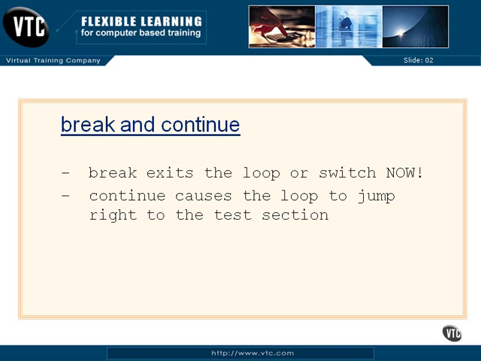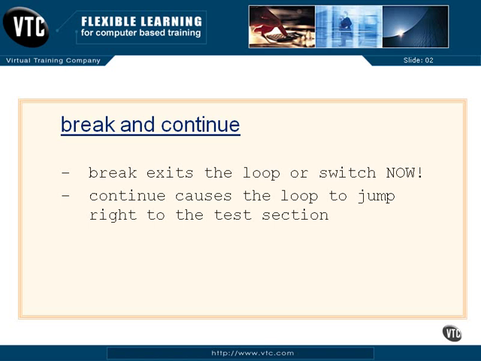Remember, in a switch, we had multiple items and we had to put a break after each one so that we could get out of the switch. Well, this is the same break. We haven't seen continue yet, but what continue does is it causes the loop's execution to jump right to the test section. If it's a do while, it jumps to the bottom, to the while expression.